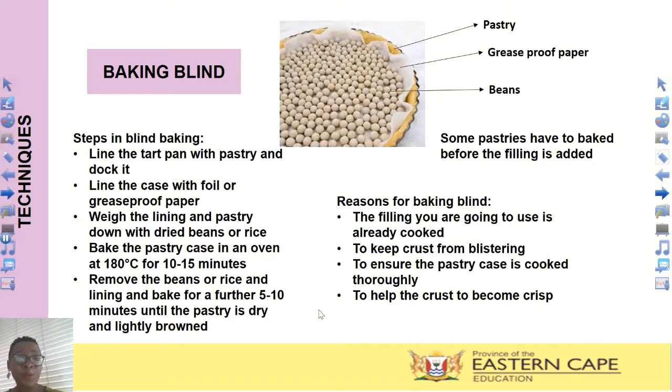You will then remove the beans and the parchment. We actually call this process, boys and girls, cartouche. Okay, when you place the greaseproof paper and your beans, it's called a cartouche. You will then remove the cartouche and take the pastry back into the oven, because it's not going to blister anymore, since you've weighed it down in the first 10 to 15 minutes. And then you'll take it back into the oven until the pastry is dry and lightly browned.